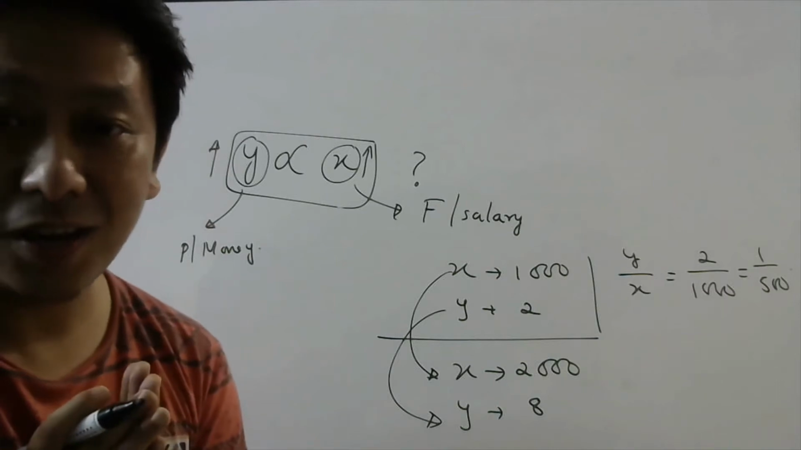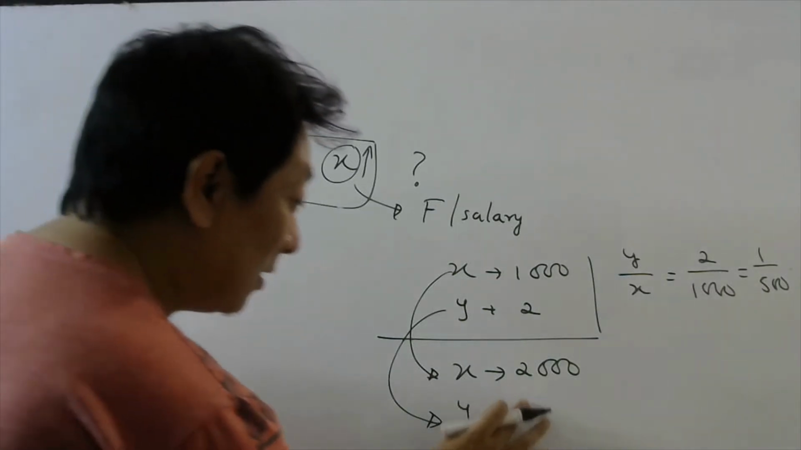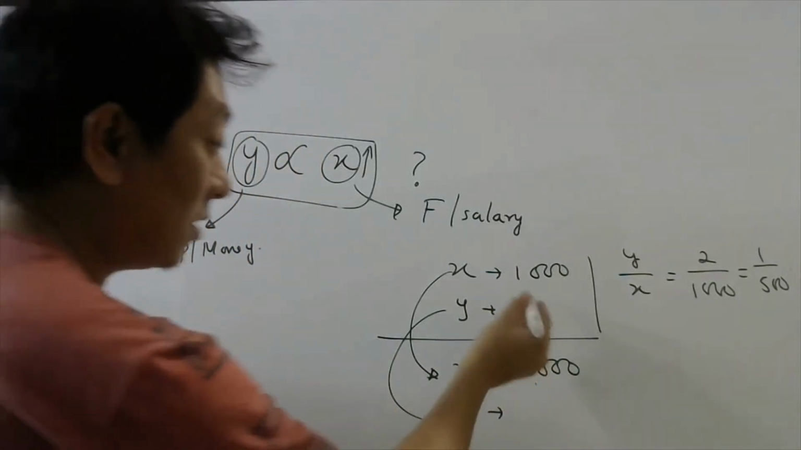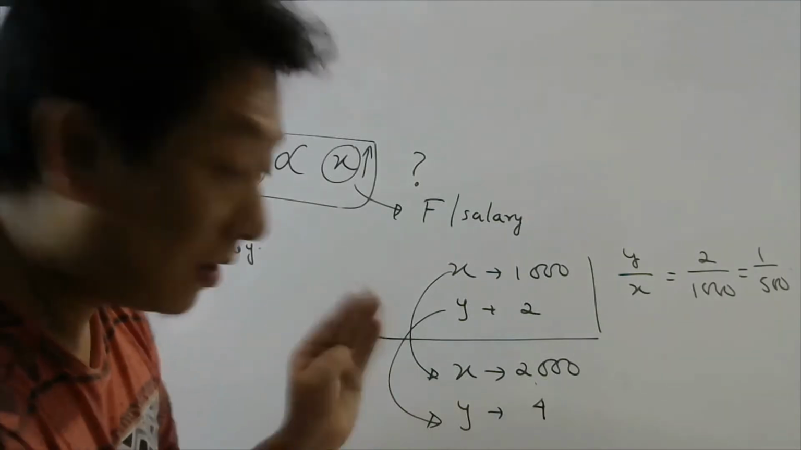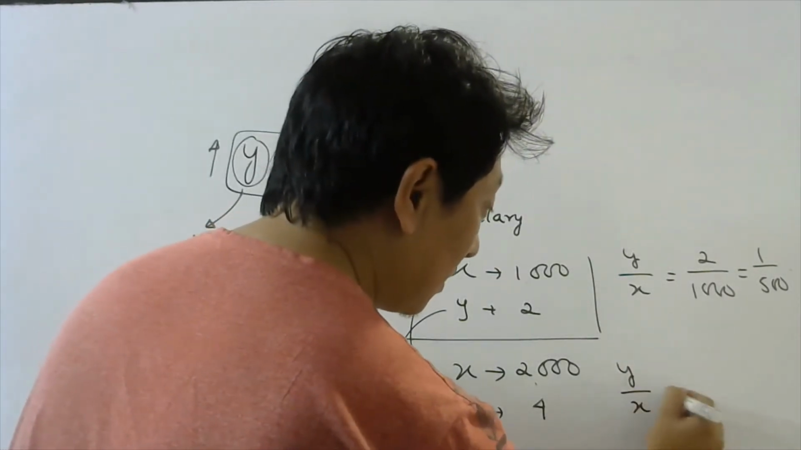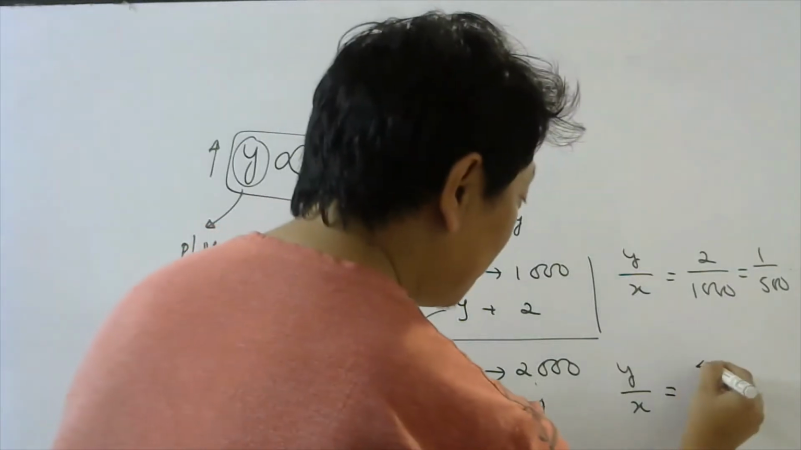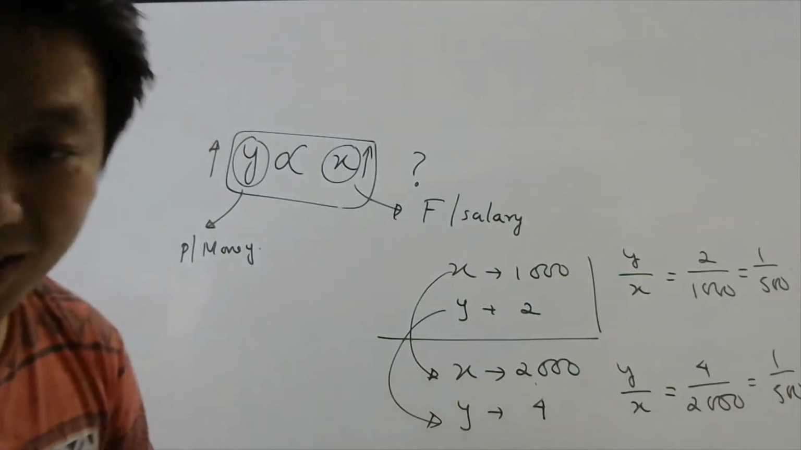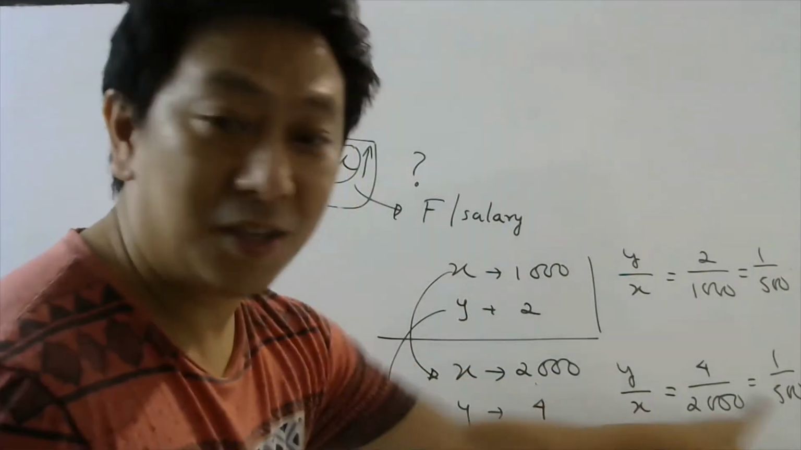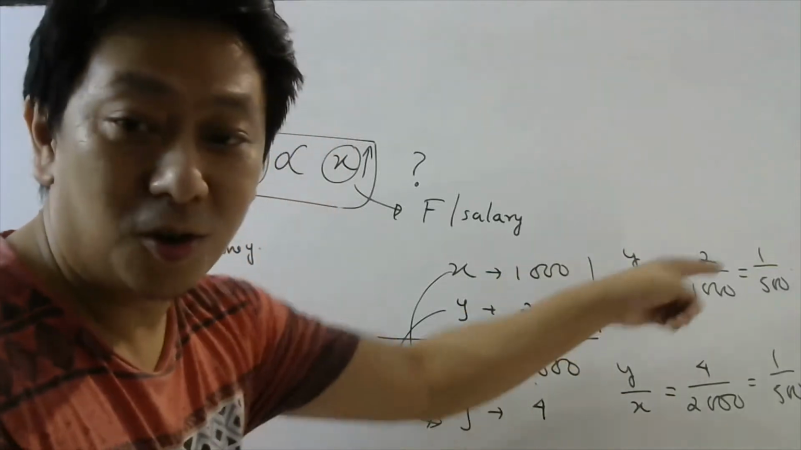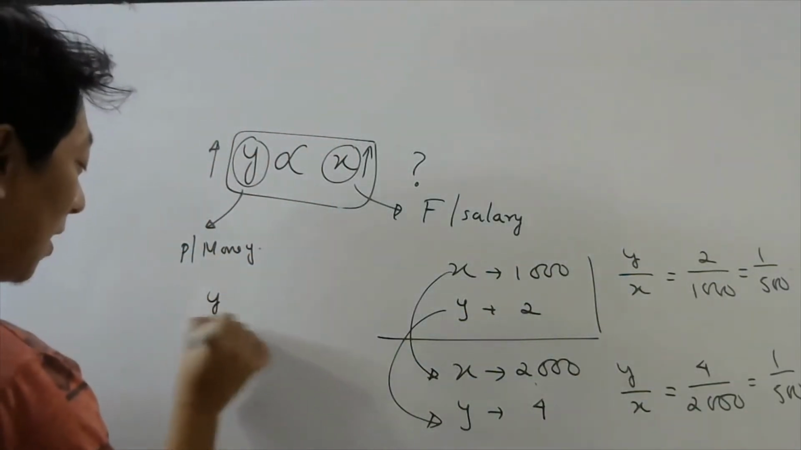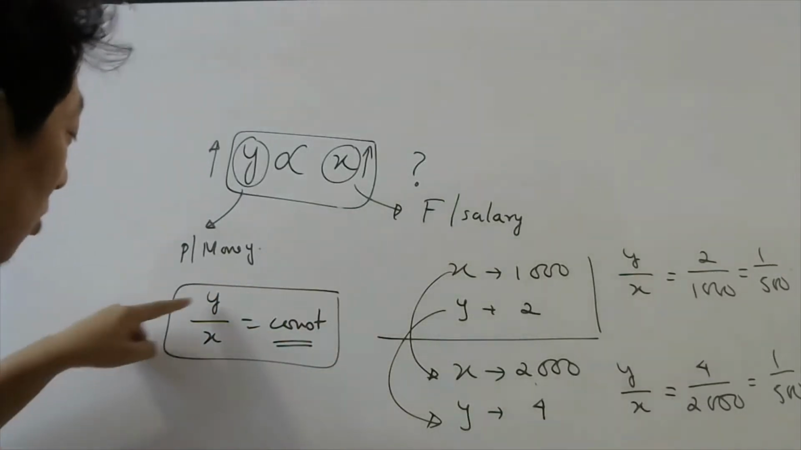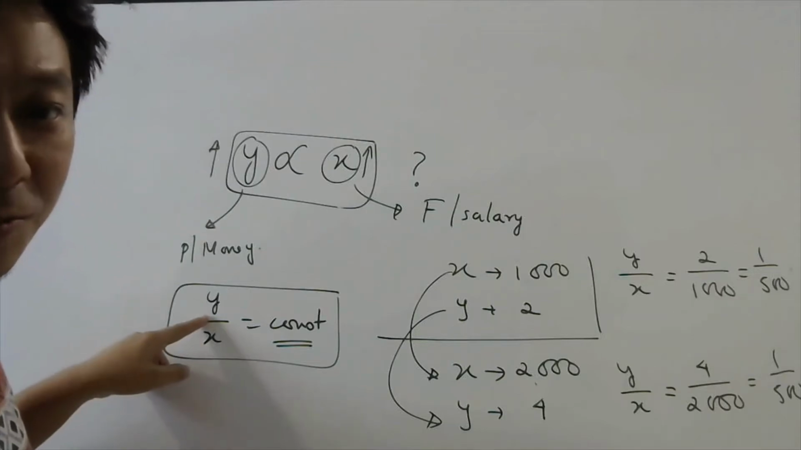So when should I say it is directly proportional? Only if x is doubled, y also should be doubled. In other words, if this is 2, double of 2 should be 4. Now if you take the ratio y by x to be 4 by 2000, which will again come to 1 by 500. So you notice that whenever y is directly proportional to x, the ratio should always be the same. In other words, y by x is a constant. This ratio does not depend on the change of x or the change of y.